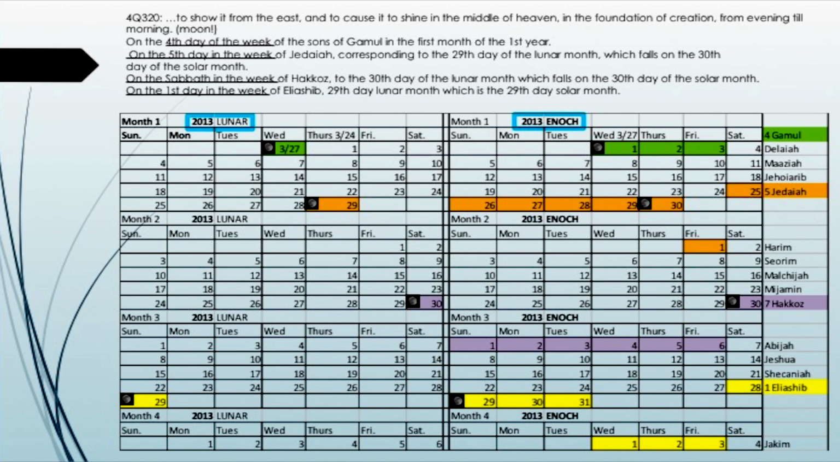Now, if you would look on the right side of the screen where it says 2013 Enoch, at the very top line it says 4 Gimel. Okay? So the 4th day of Gimel is that Wednesday. That correlates to the day before the first day on the lunar calendar. Now, if you go down to the next one in gold, you'll see that that is Yediah. And Yediah, it says 5 Yediah. That is the 5th day. So Sunday, Monday, Tuesday, Wednesday, Thursday, 5th day in the order of Yediah.